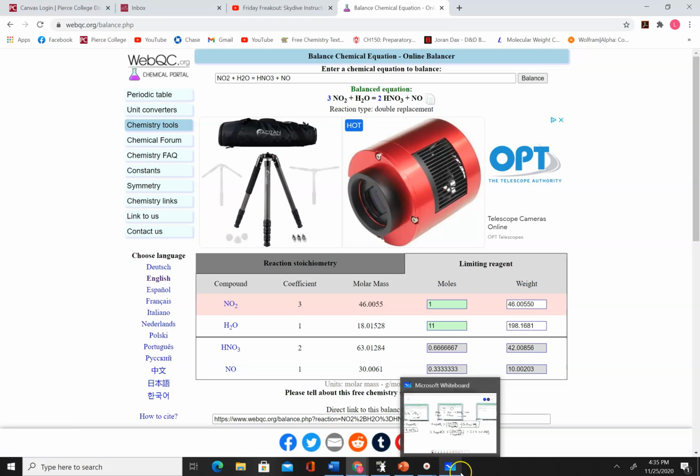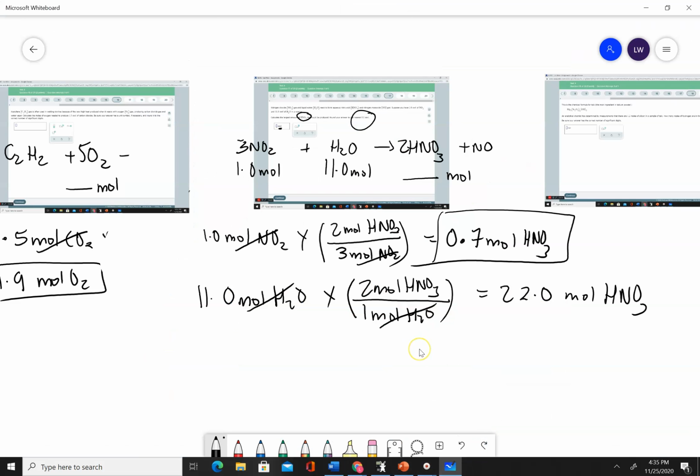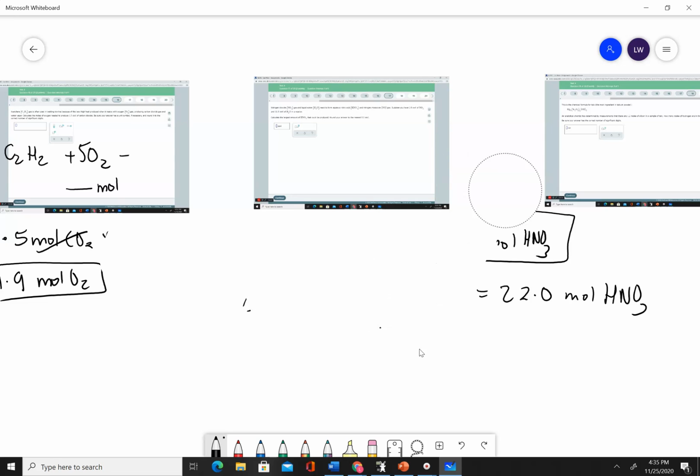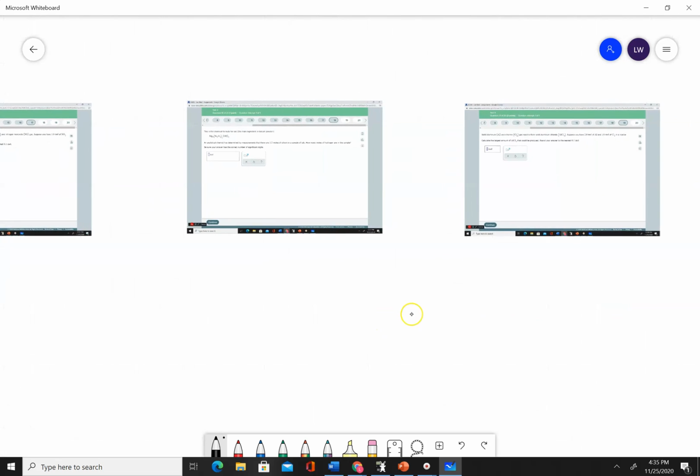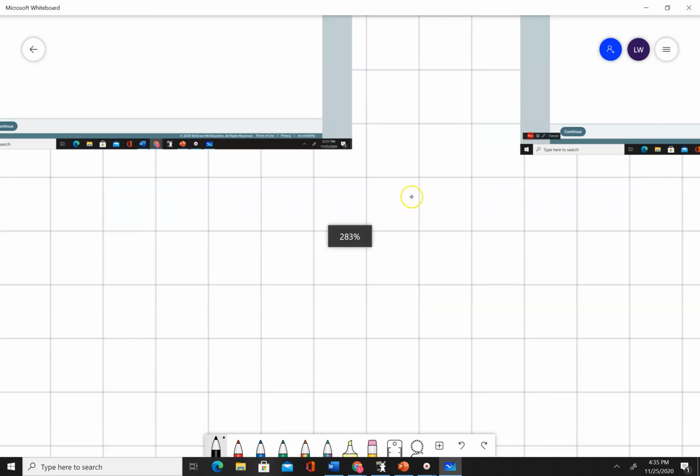You don't want to become too reliant on it, because eventually you're going to have to be answering these problems with no notes at all and no online resources. But that works well. It's a great little tool, that one. webqc.org. That's the website.